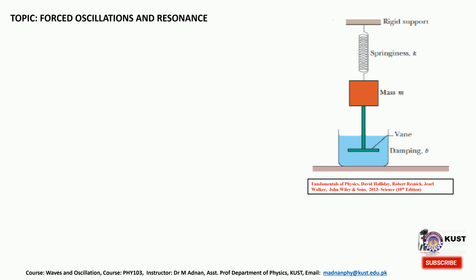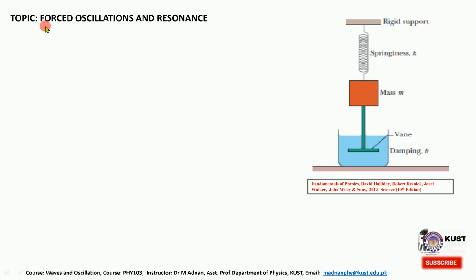For that, we need to consider the oscillator that we discussed in our previous lecture. This is a damped harmonic oscillator where we have a block of mass m attached to a spring of spring constant k. When this block oscillates, the oscillation will damp after some time because this block is connected to a massless rod, which is connected to a vane placed inside a liquid medium having a damping constant b.